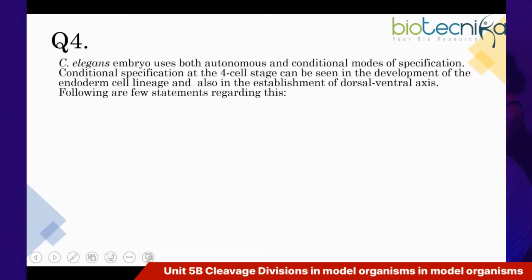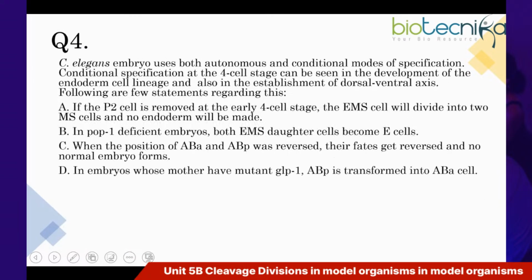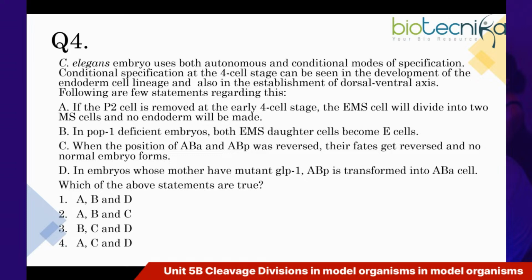All right. Now let's go to question 4. This is regarding C. elegans. So it's written C. elegans embryo uses both autonomous and conditional modes of specification. Conditional specification at the 4-cell stage. So C. elegans at 4-cell stage, it can be seen conditional.